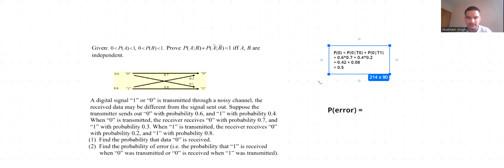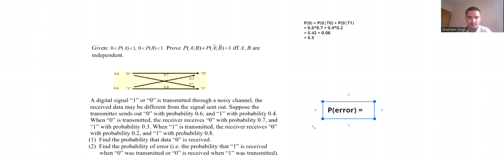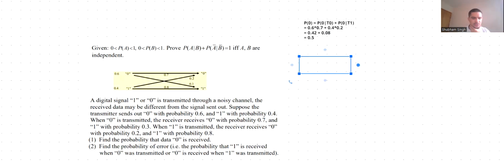Let's move on to solving the second part of this problem. What would the error be? An error is an event where 1 is received when 0 was transmitted, or 0 was received when 1 was transmitted. So we can say that P of getting a 1 when transmitted was 0, plus the probability of getting a 0 when 1 was transmitted.